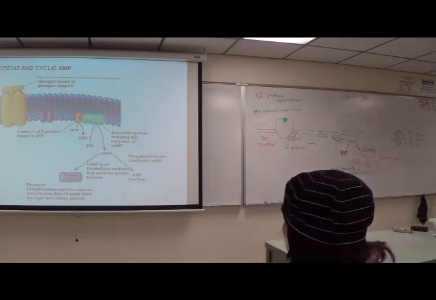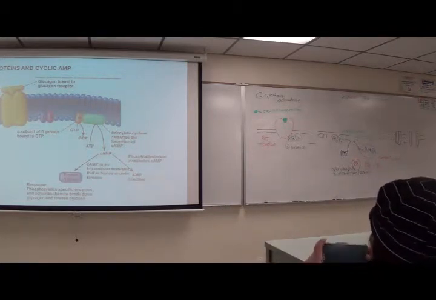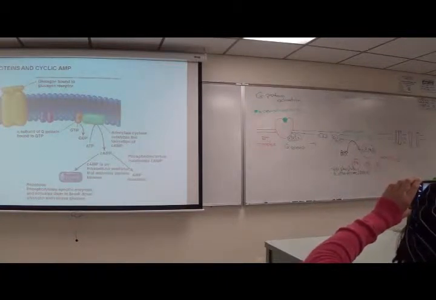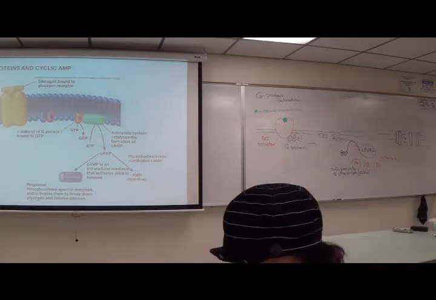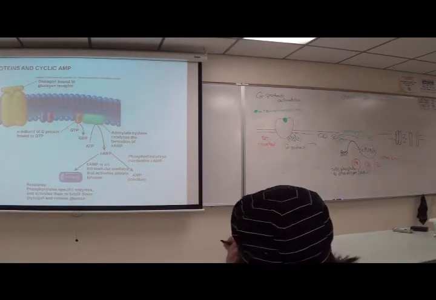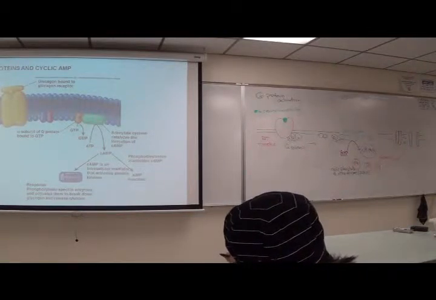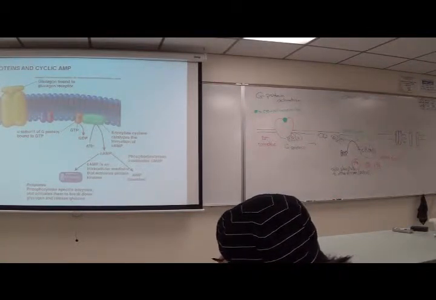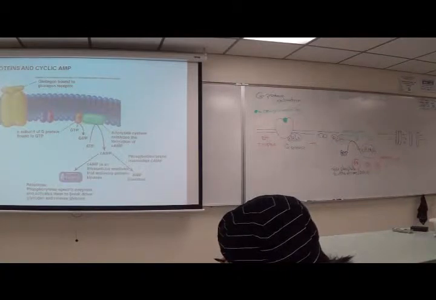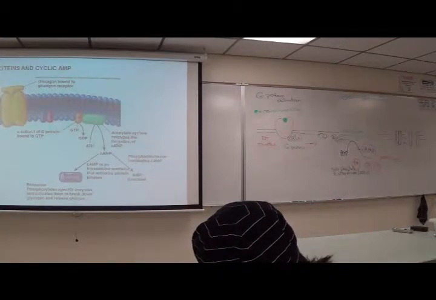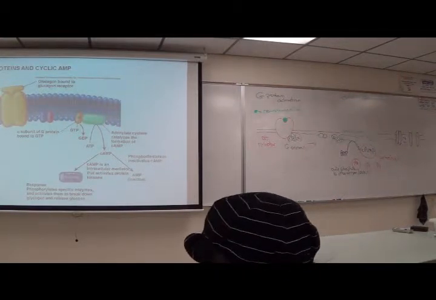Anytime we have more steps like this, it also gives us more places to control the reaction. And one way of controlling the reaction, of course, is removing the neurotransmitter. So we'll talk about that in a bit. Another way of controlling the reaction, because eventually we want this to stop. We don't ever want our synapses to be always active. So another way of controlling this is to remove the cyclic AMP.